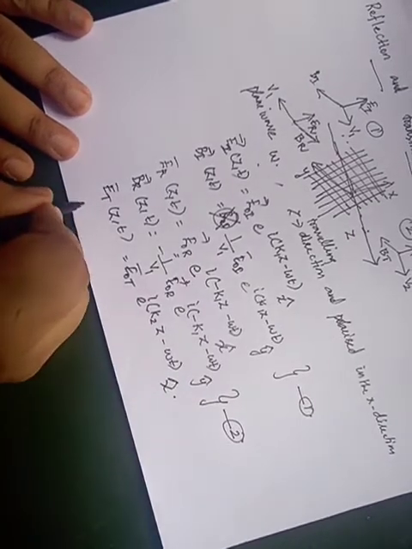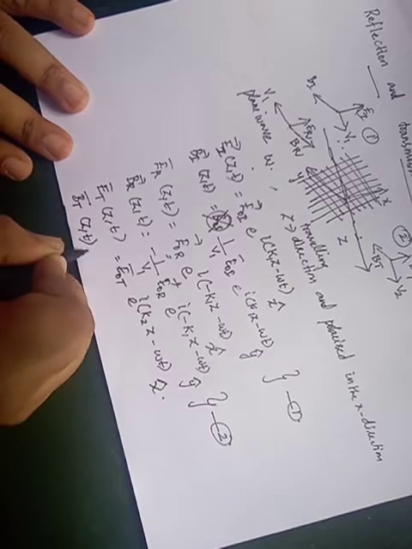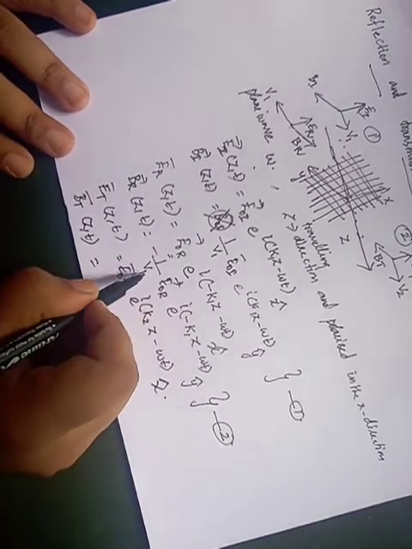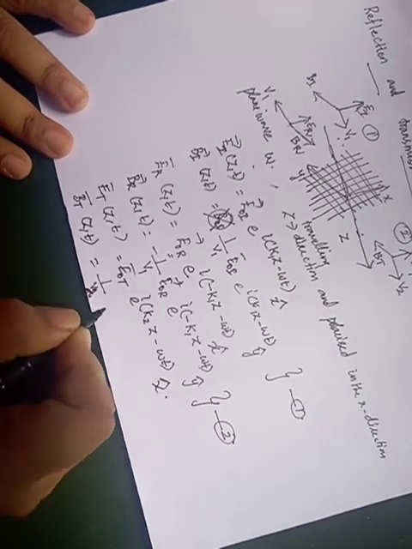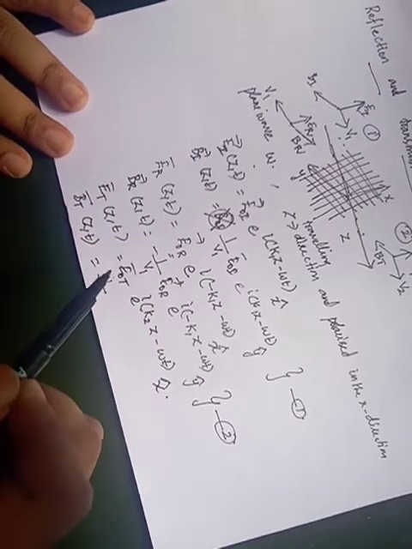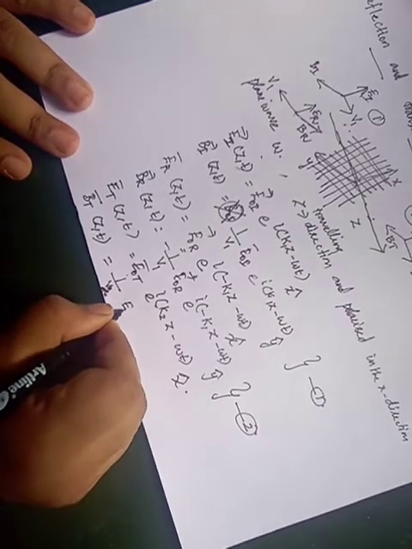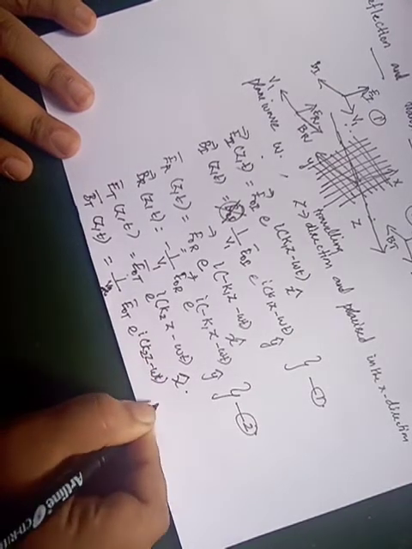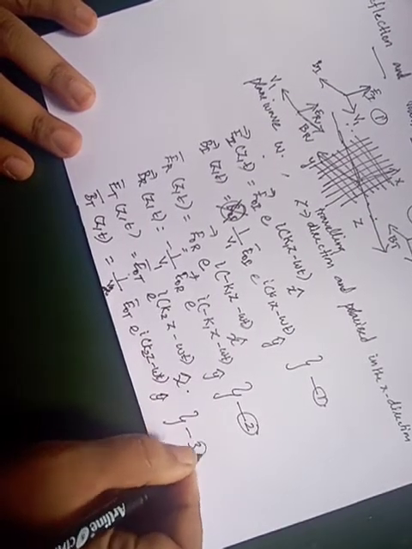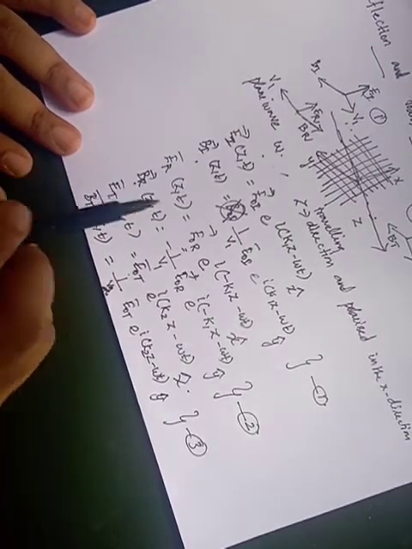Similarly the transmitted magnetic field, Bt of z comma t, is equal to, here the velocity in medium 1 is v1, so the velocity in medium 2 is v2, but in the same direction as the incident wave, so we write plus: 1 by v2 into E naught t e power i k2 z minus omega t into y cap. So we have written three sets of equations: the incident electric and magnetic field, the reflected electric and magnetic field, and the transmitted electric and magnetic field.